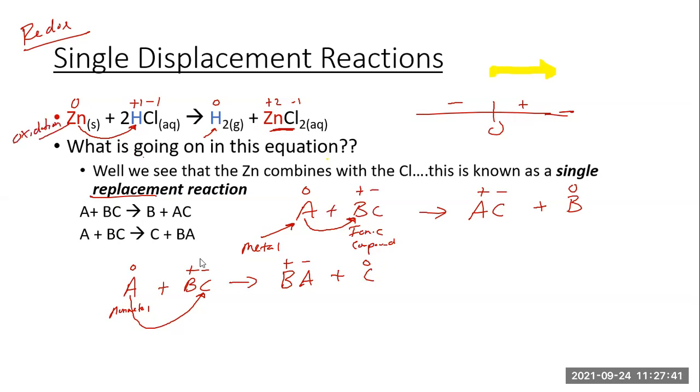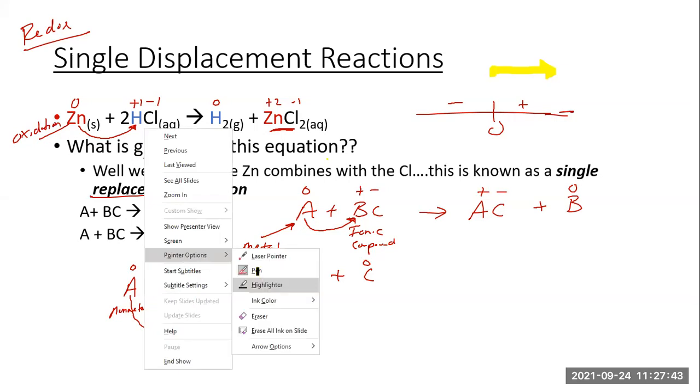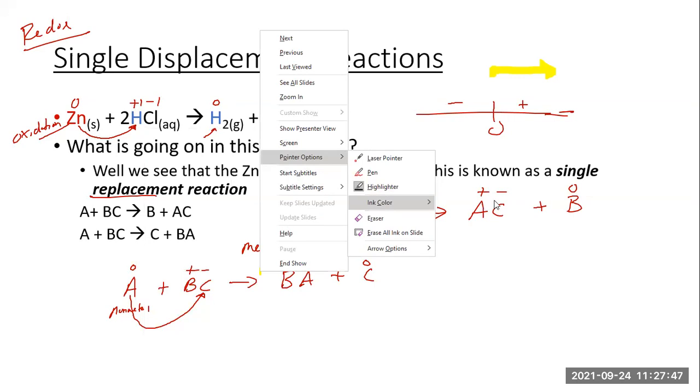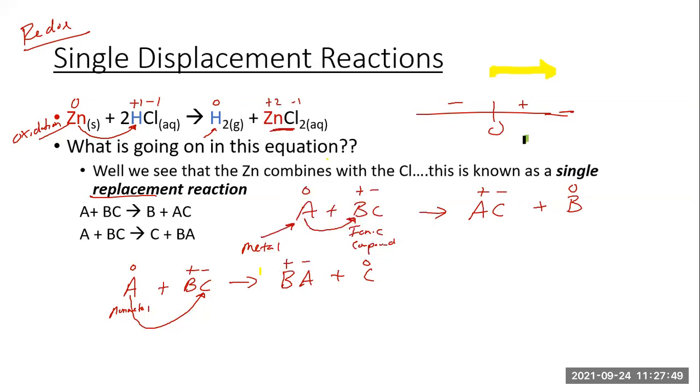What is happening with the hydrogen? Well, if we look at the hydrogen in this particular case, we see that the hydrogen started at +1 and then ends at 0, which means the hydrogen is moving in a negative direction. And that is your definition of reduction. So it is being reduced.